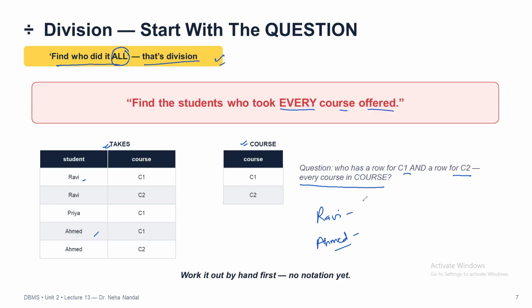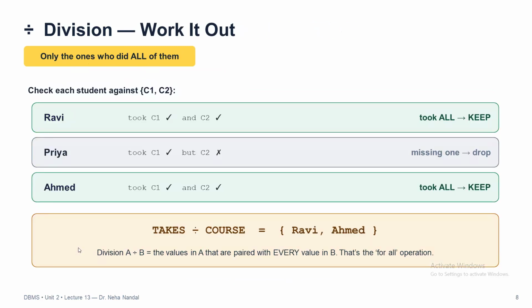Now, think, work down the students in your head. Okay, now see, we'll move further and see more about it. What is the actual scenario? Let's work it out. Ravi took C1 and C2, took all, keep. Priya took only C1, but not C2, missing one, so drop it. Ahmed took C1 and C2, took all, keep it. So here what is happening basically, we are doing a division between these two tables, the takes table and the course table. Takes divided by course.